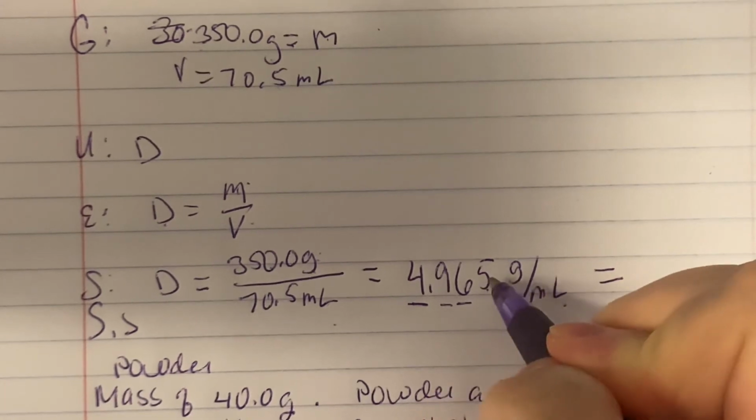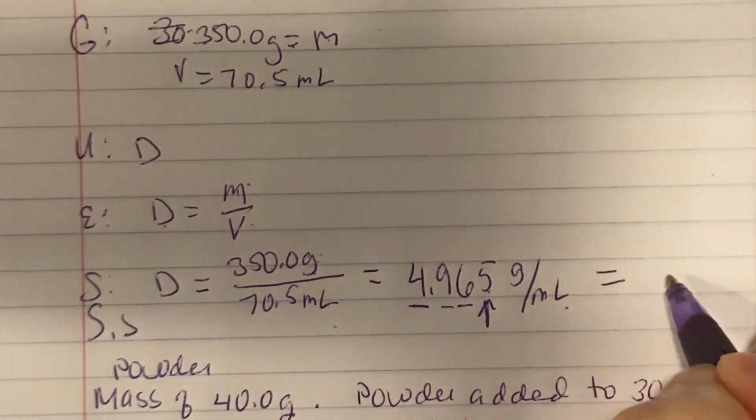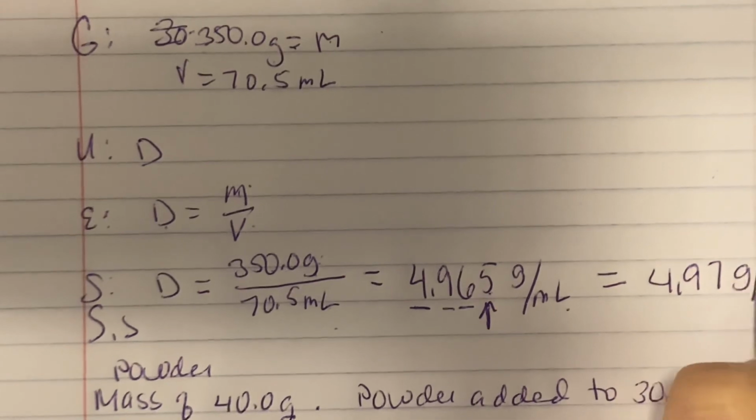So I look at that fourth number, and that's a 5. So that means I'm going to have to round up. 4.97 grams per milliliter.